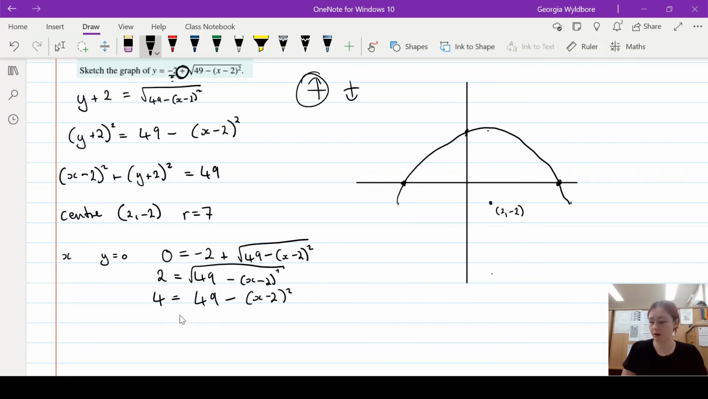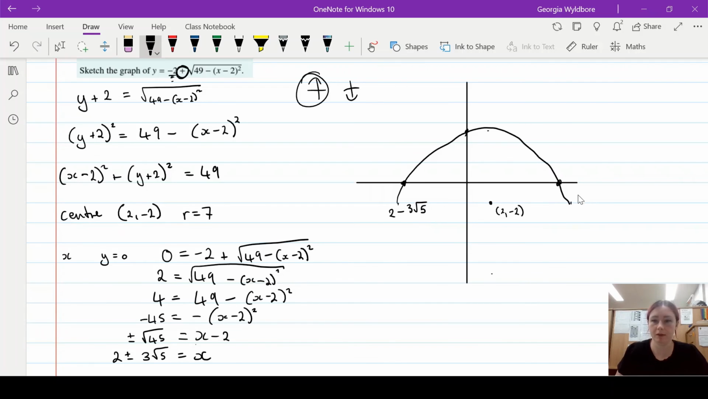4 minus 49 is going to give us negative 45. That will be negative x minus 2 squared. Obviously, we're going to divide by negative 1 to just get rid of those negatives. And then we're going to square root. So root 45 plus or minus is going to be x minus 2. So 2 plus or minus root 45, which we can simplify to 3 root 5, gives us x. So this would be 2 minus 3 root 5, and this would be 2 plus 3 root 5.